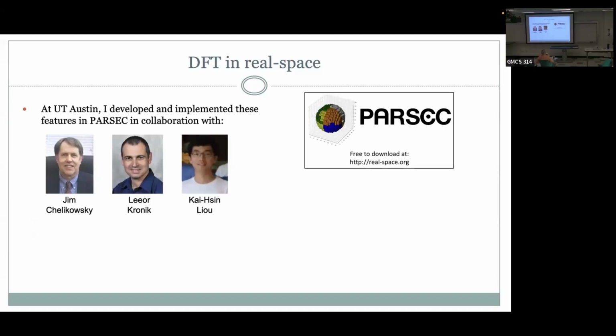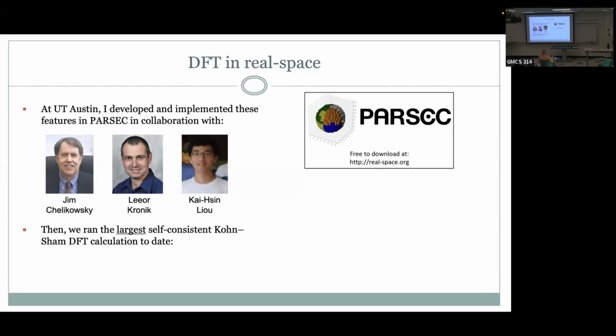So at UT Austin, I developed and implemented these features in this code called Parsec. So Parsec is a full density functional theory implementation where you can download and start solving real density functional theory problems. You're my main collaborators there.